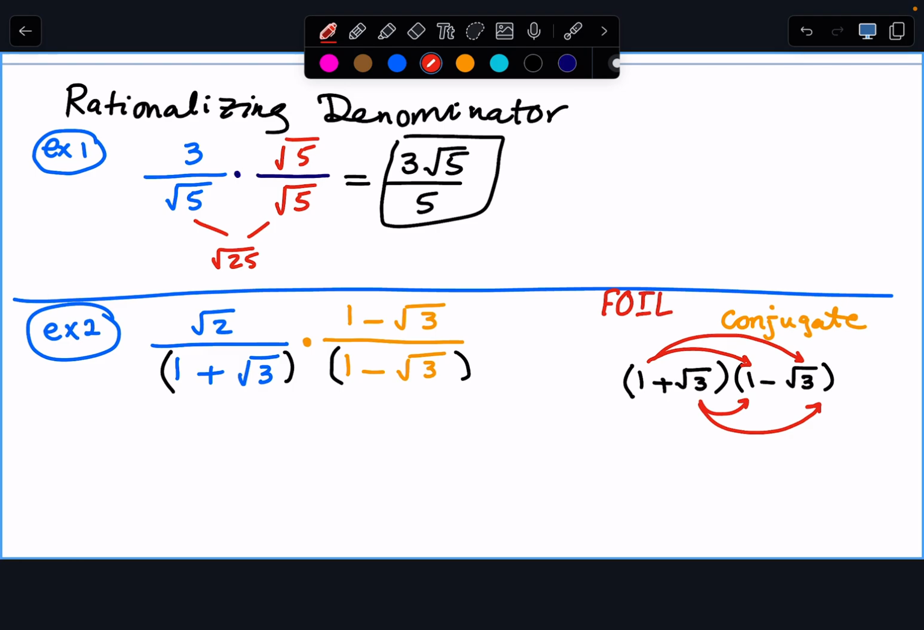So what is first times first? 1 times 1? 1 times negative root 3? Root 3 times 1? Root 3. And then here's the last one. Look at here: negative root 3 and positive root 3. What is that? Negative root 9.